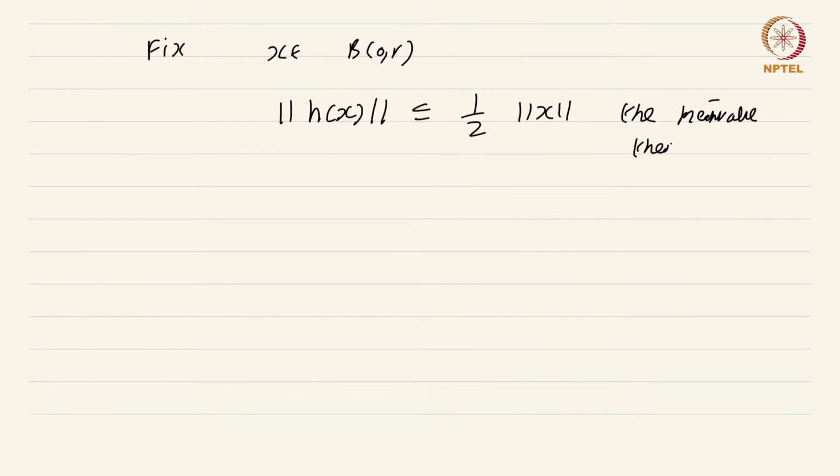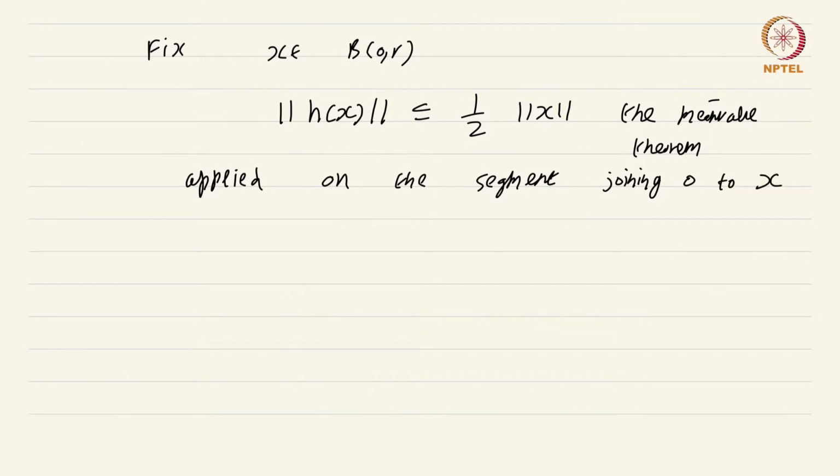Theorem applied on the segment joining 0 to x. Remember, h of 0 is also 0. Okay, so this is just the mean value theorem applied to the segment joining 0 to x. We get that norm h(x) is less than or equal to half norm x.